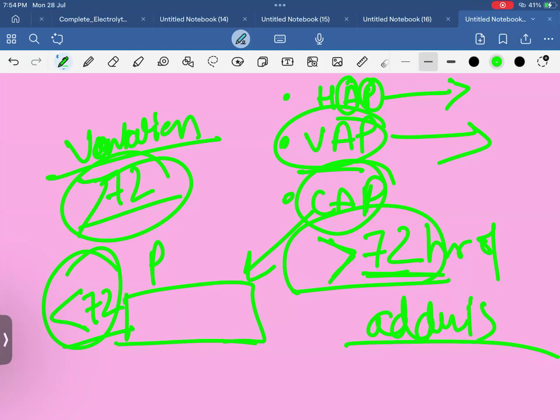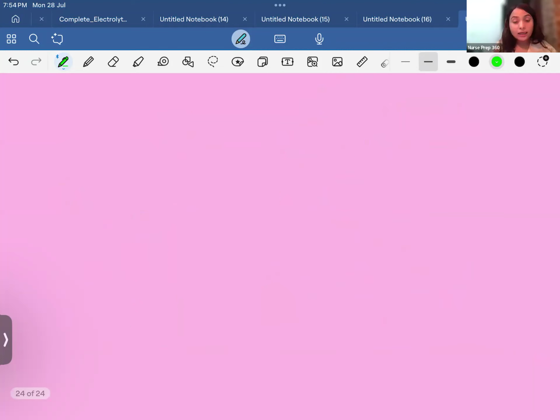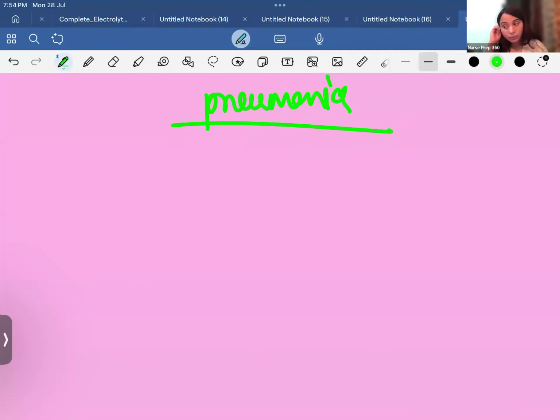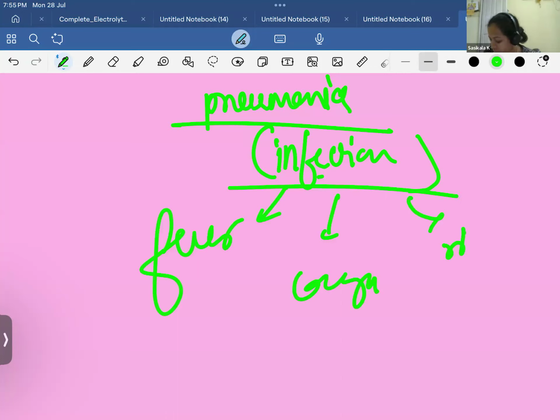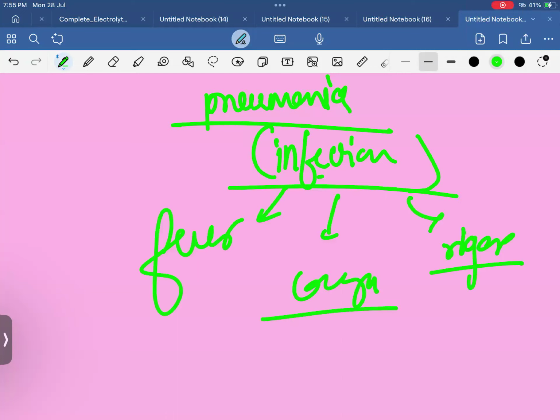Okay. Now let's understand what are the features of pneumonia. What are the features of pneumonia? So there is infection, fever. We are talking about bacterial growth, virus growth. Fever, cough, rigor, yellow sputum, shortness of breath, dyspnea.